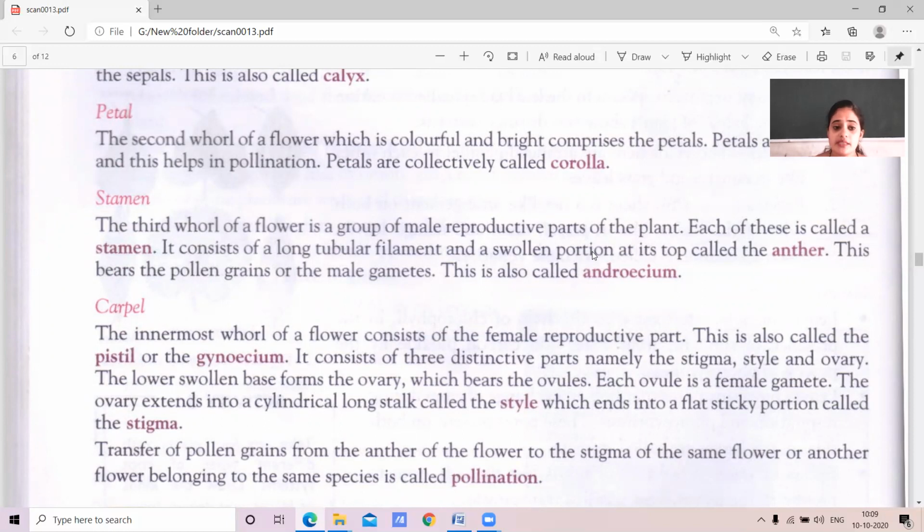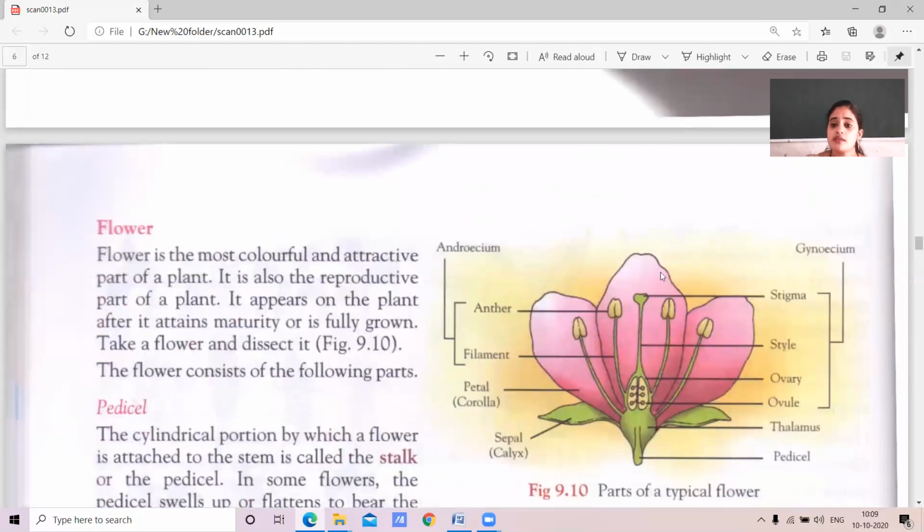Okay. The next is the carpel. See here, this is the innermost whorl of the flower, the female part, which consists of stigma, style, ovary and ovules. They are called gynoecium, or we call it the female part of the flower. The male part has anther and filament. The female has stigma, style, ovary and ovules. That is the gynoecium part.